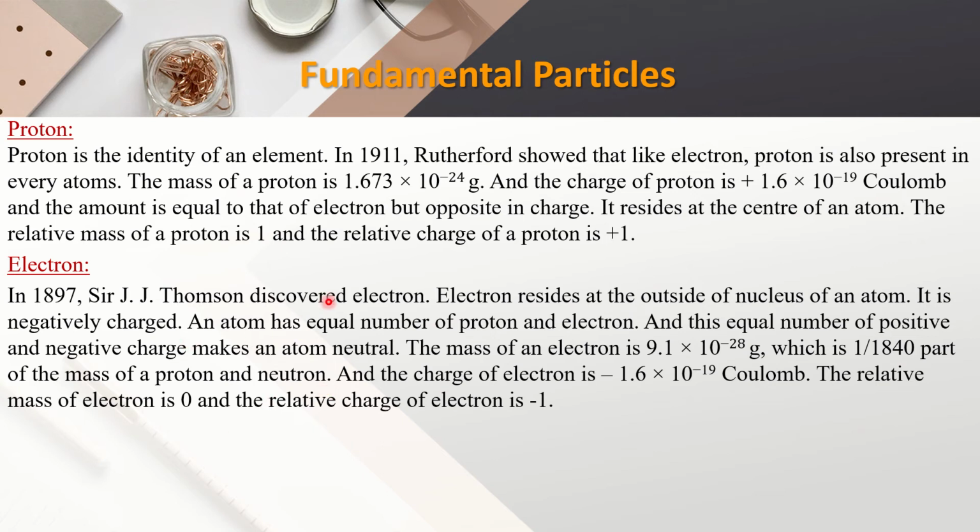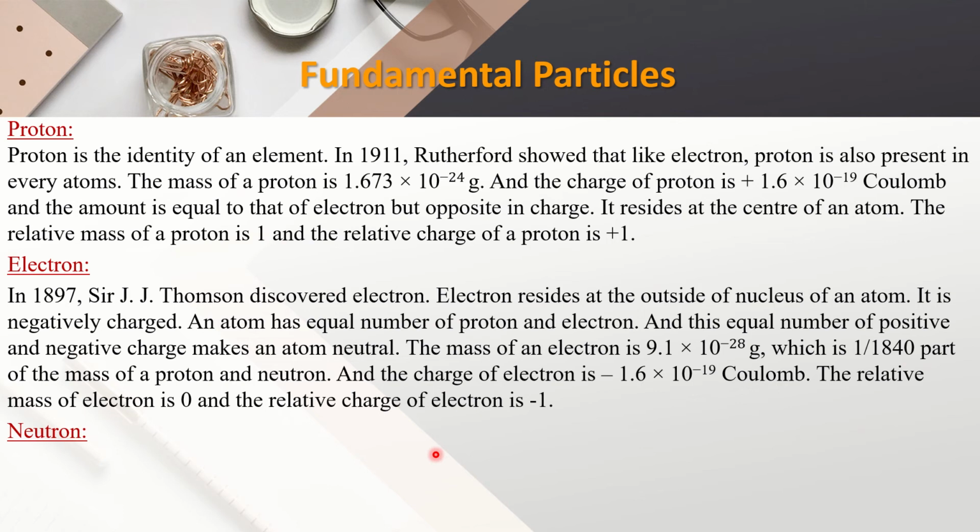The mass of proton and neutron is nearly same, but the mass of electron is much less than the mass of proton and neutron. And the charge of electron is -1.6 × 10^-19 coulomb. Like proton, the mass and charge of electron are also very small, so its relative mass and relative charge are used. Relative mass is 0 because the relative mass of proton is 1 and the electron is much lighter than proton, so it can be taken as 0, and the relative charge of electron is -1.